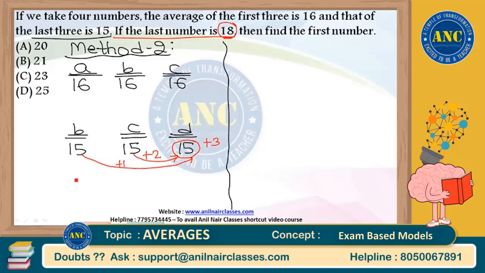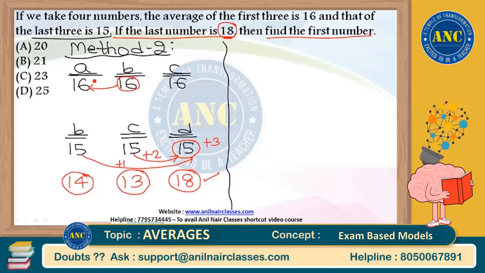If I take 1 from B, B will become 14. C will become 13. And D will become 18. This D is 18, as given in the question. Now B is 14. C is 13. Now again see, sir, what is that they are asking? Find the first number. First number is nothing but A. B should be 14, right, sir? But here B is 16. Make it 14. Give 2 units to A.